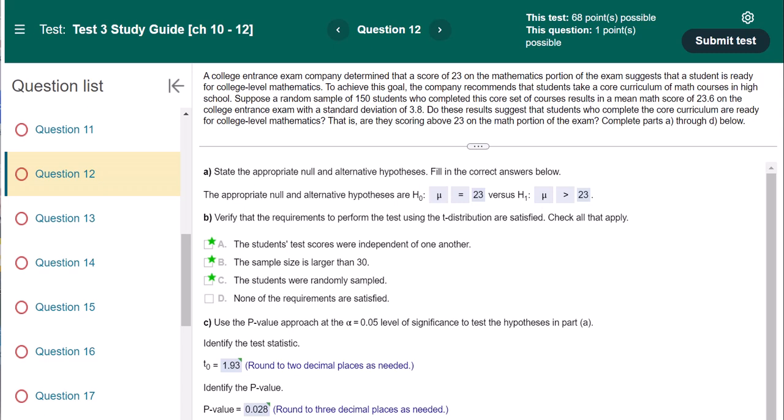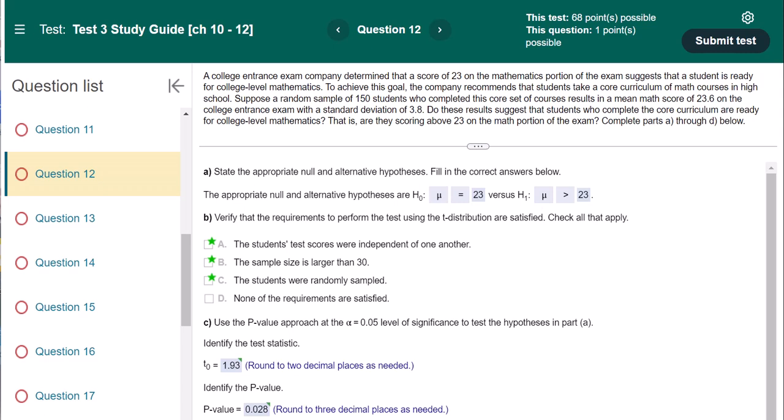The course resulted in a mean, that's the sample mean, x bar, of 23.6 on the college entrance exam with a standard deviation of 3.8. Do the results suggest that the students who complete the core curriculum are ready to take college level mathematics? Okay, so they said any score of 23 or higher would mean that the students are ready.